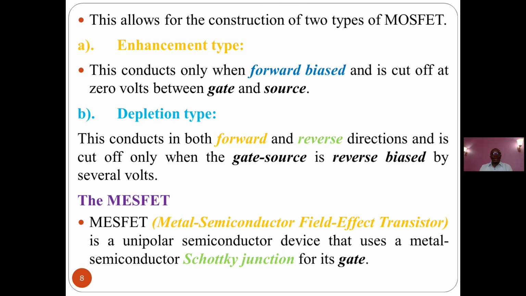Now, this allows for the construction of two types of MOSFET. The first one is the enhancement type. This enhancement type conducts only when forward biased and is cut off at 0 volts between gate and source. And the second one is the depletion type, which conducts in both forward and reverse directions and is cut off only when the gate source is reverse biased by several volts.